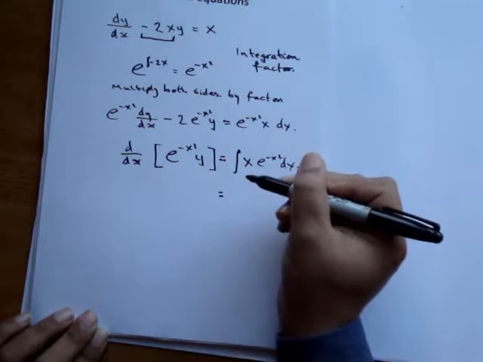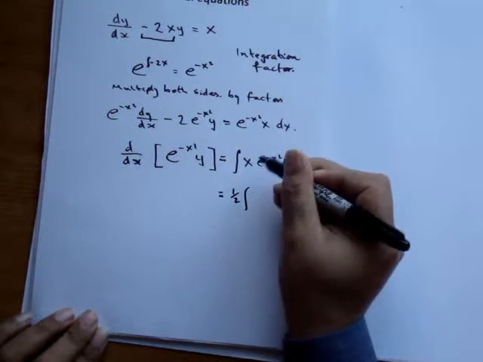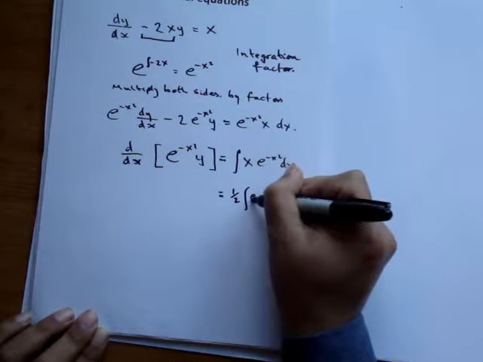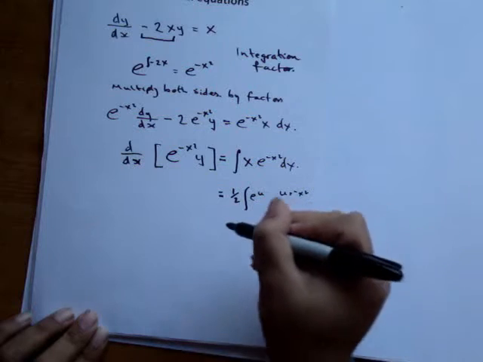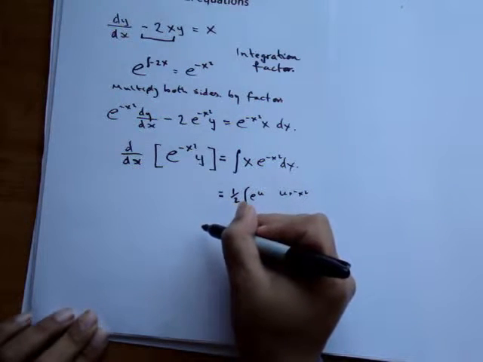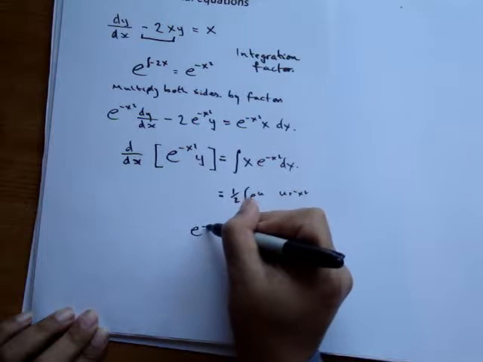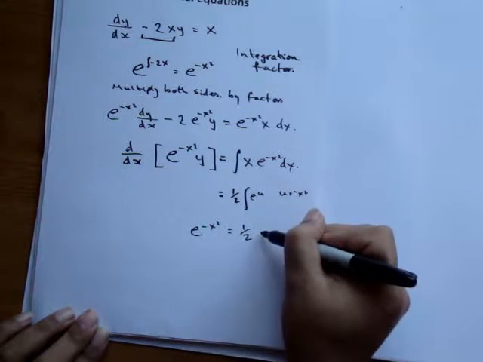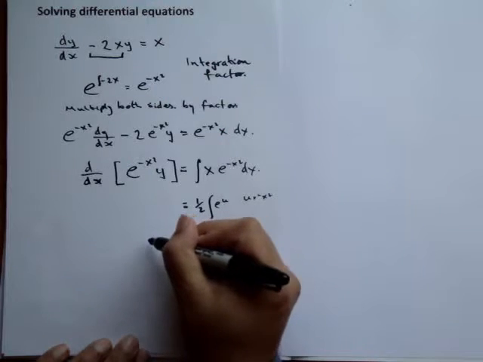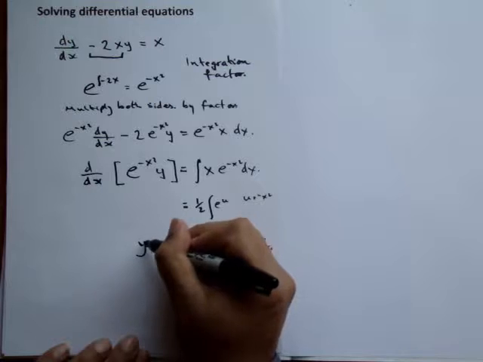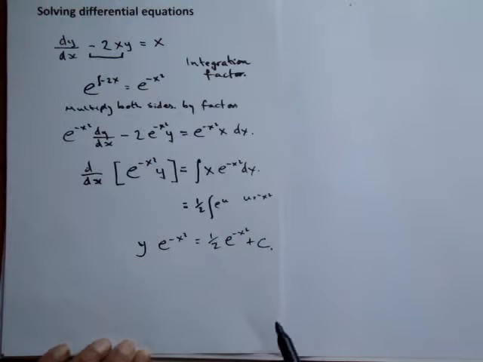So this is half the integral of, we do some substitution, this becomes e to the u, where u is minus x squared. So e to the minus, bring this down, equals a half e to the minus x squared plus c. So y e to the minus x squared is half e to the minus x squared plus c, and that is our answer.